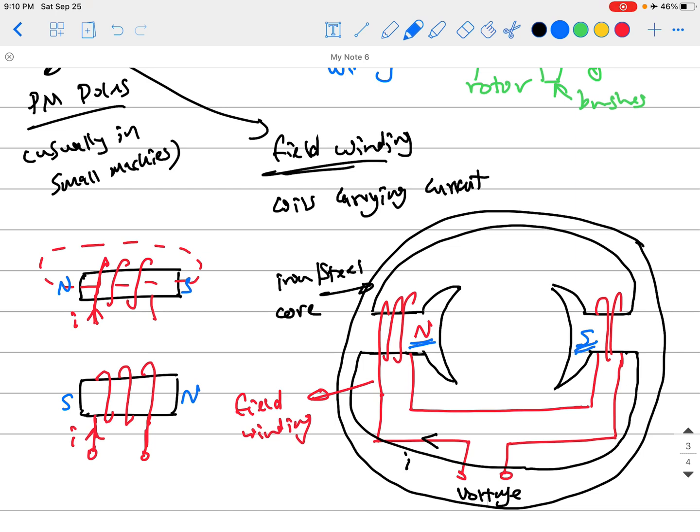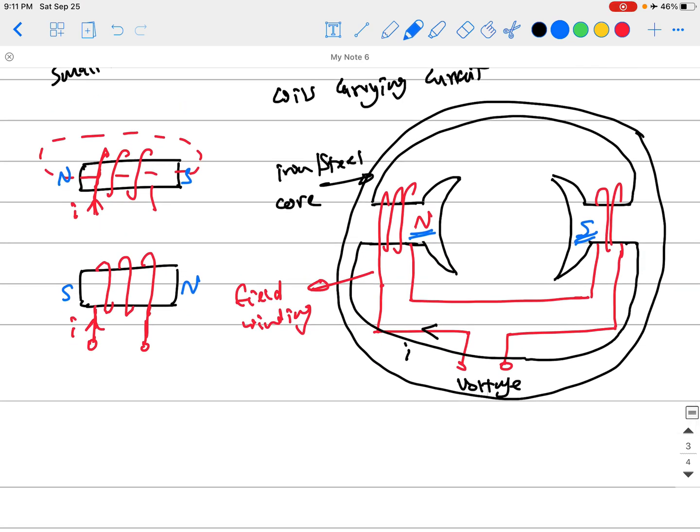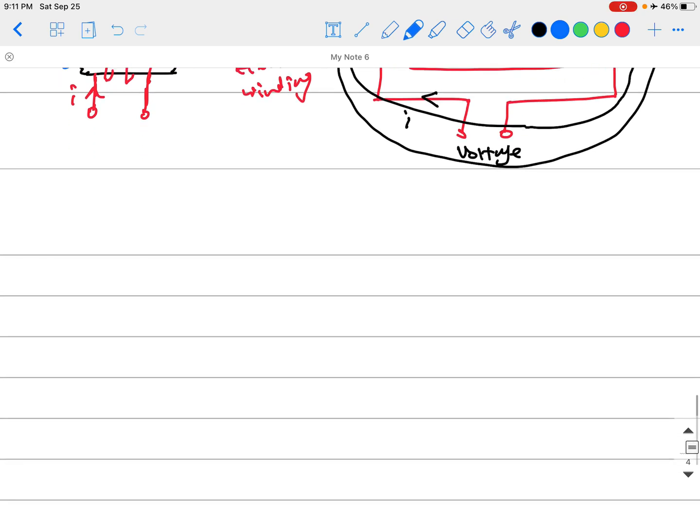Okay, so we have in our machines two sets of winding, the armature winding on the rotor and the field winding on the stator. And it depends how you connect them. That's a very important matter I'll be talking about now. We call it the field winding connections.